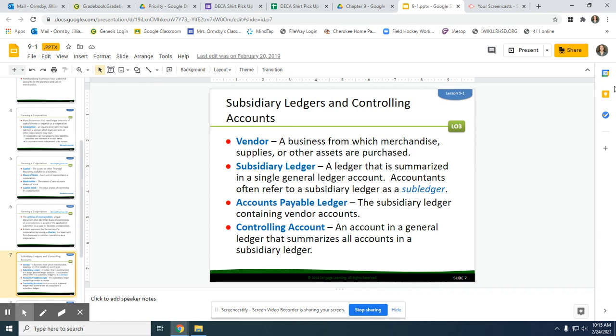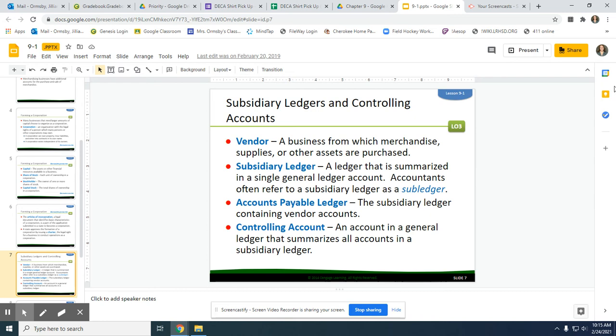And so what we're going to do instead is create a subsidiary ledger. Before, we just had the general ledger, now we're going to start incorporating some subsidiary ledgers, and that's a ledger that is summarized in a single general ledger account. Accountants often refer to this subsidiary ledger as a subledger.